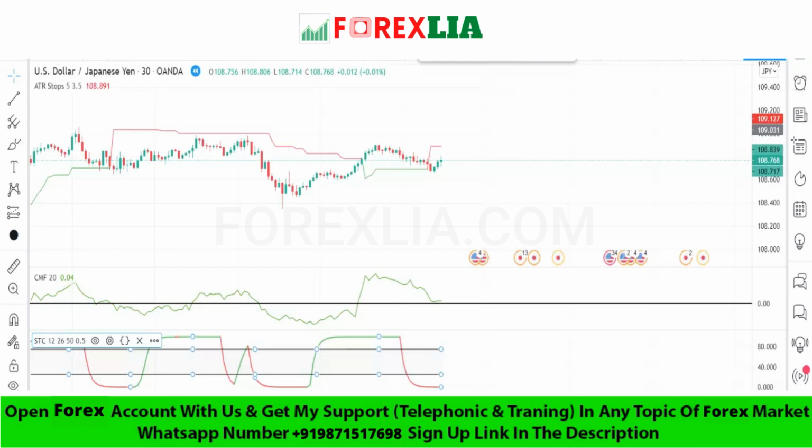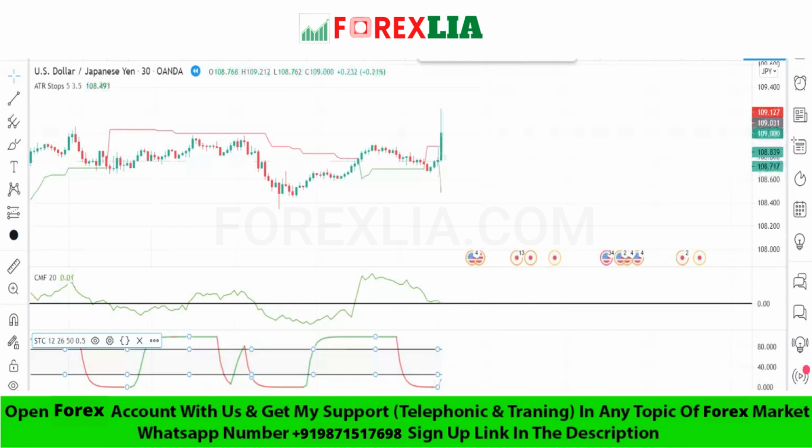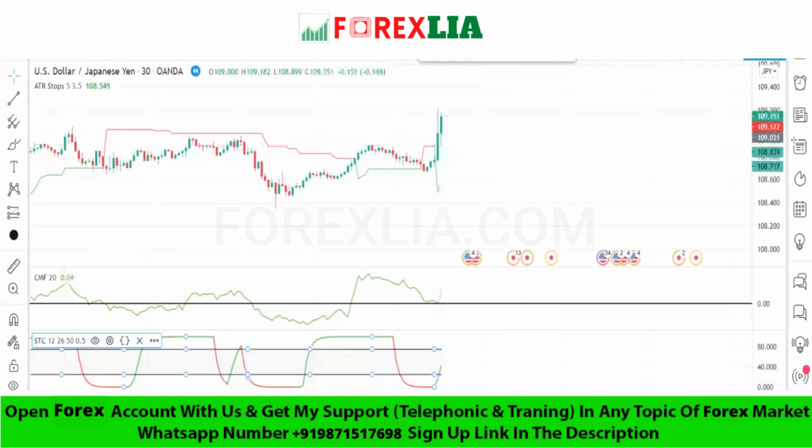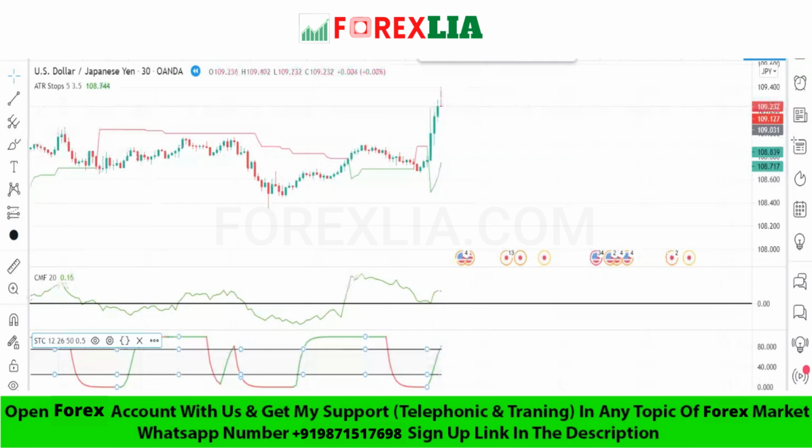ATR Stops indicator above the green line, CMF indicator crosses above the 0 level line, and STC indicator crosses the 70 level line with green color. Then we take a buy trade. Here is the buy signal confirmation, we place a buy trade here.